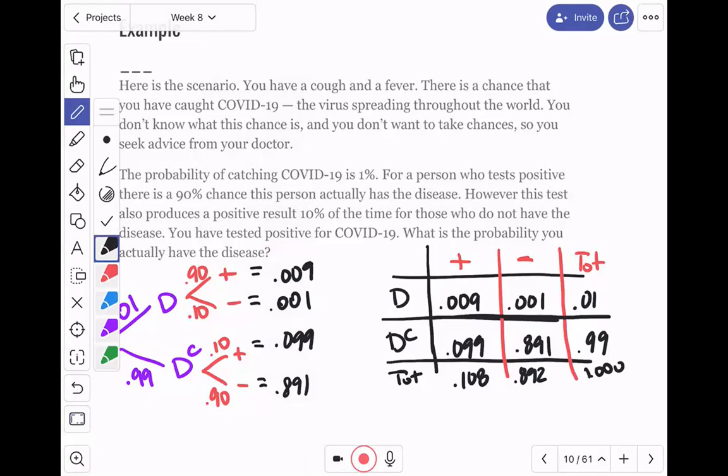The question is this, though. You have tested positive for COVID-19. What percentage of people test positive for this disease? 0.108, so 10.8% of the people test positive for the disease. The question is, what is the probability that you actually have the disease? This is a conditional probability.